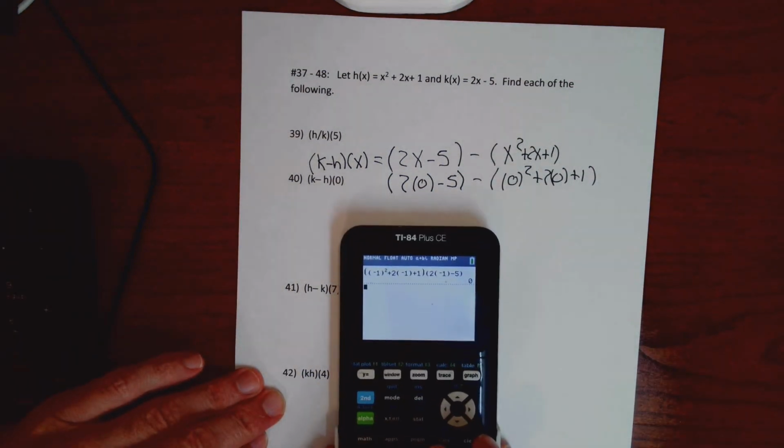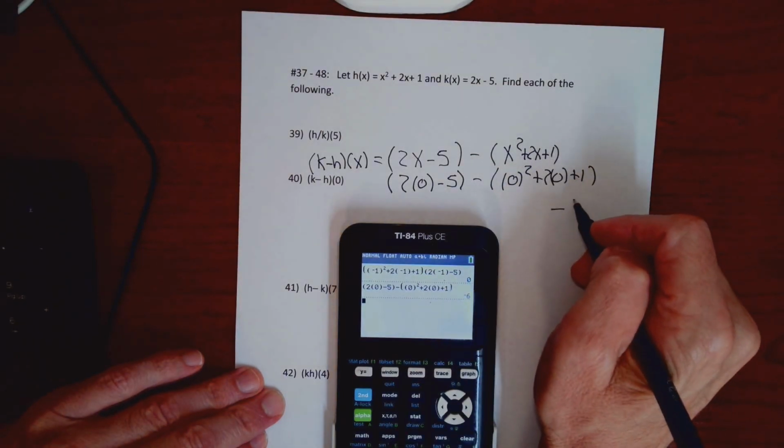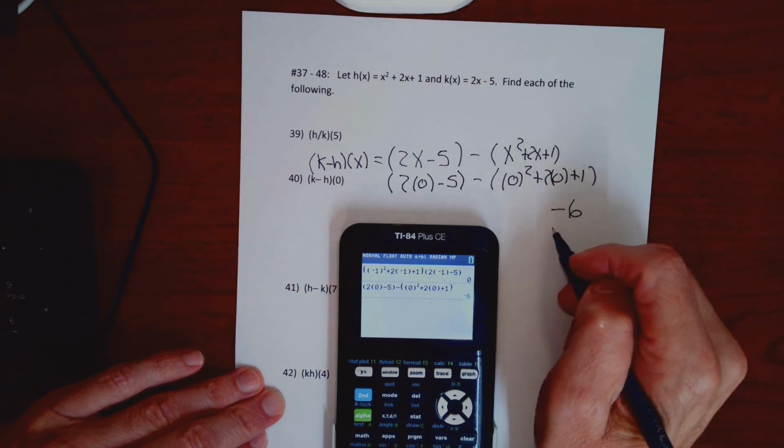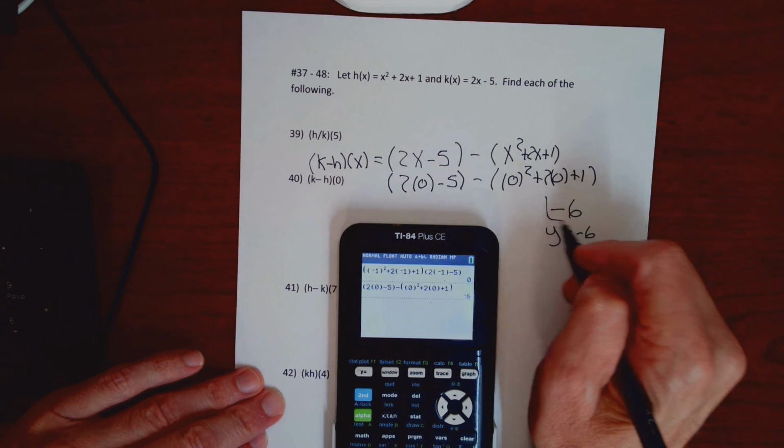If you can do it in your head, do it in your head. Otherwise, do your calculator. First parentheses, 2 times 0 minus 5, and my first parentheses, minus second parentheses, 0 squared plus 2 times 0 plus 1, end the second parentheses. Answer, minus 6. If I want to put a letter to my answer, I could say y equals minus 6.